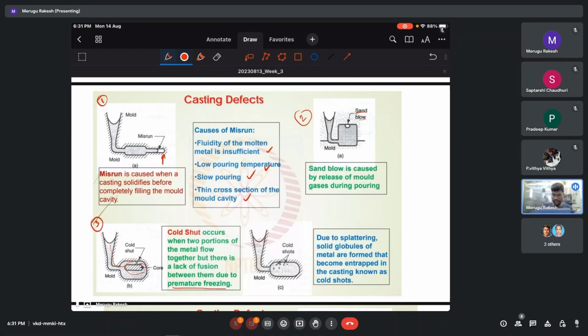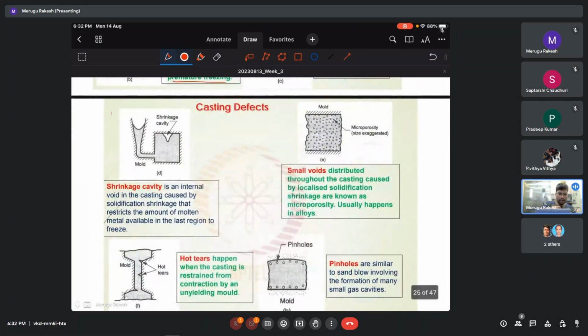The fourth one is the cold shots, which occur due to the splattering of the liquid. Maybe the velocity of the liquid is too high, such that there is splattering, forming solid globules. Globules means uneven pores, you can say, and they collect and enter within the mold, and there is no chance for them to escape. So they will be inside the casting, which is not good for the casting. So these are the different types of defects. They may or may not be present in the casting, but we generally see different types of defects in it.